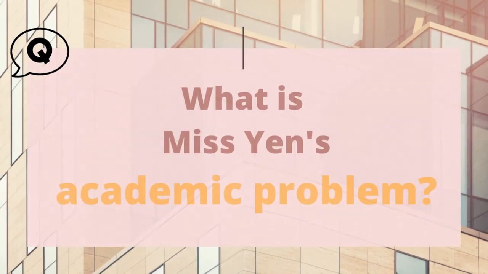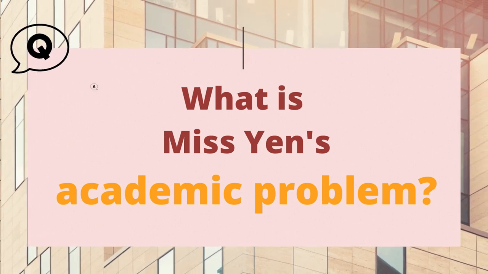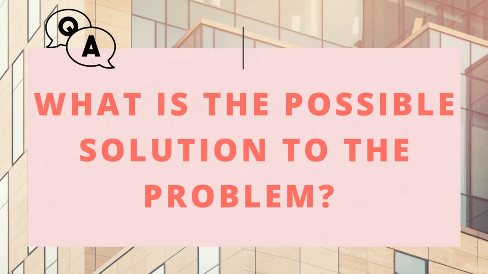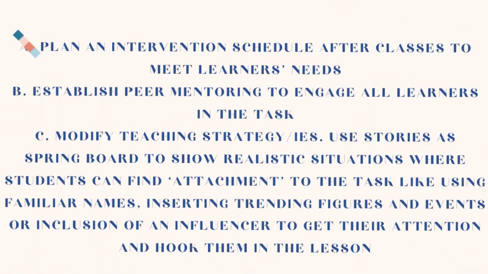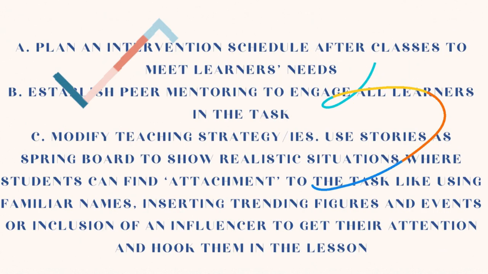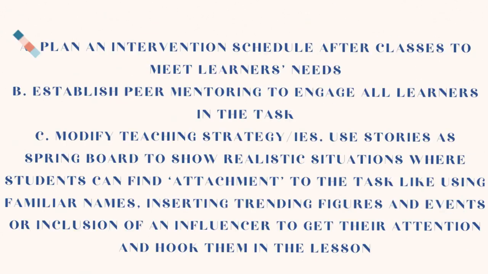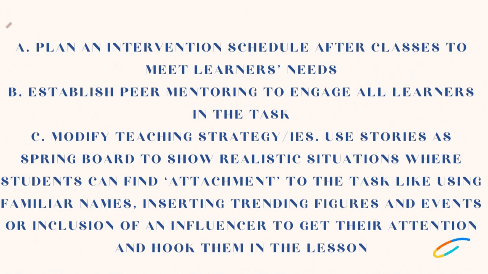What is Ms. Yen's problem? 30 learners cannot comprehend and solve simple equations derived from the laws of logarithm. What are the possible solutions to the problem? A. Plan an intervention schedule after classes to meet learners' needs. B. Establish peer mentoring to engage all learners in the task. C. Modify teaching strategy, use stories as springboard to show realistic situations where students can find attachment to the task, like using familiar names, inserting trending figures and events, or inclusion of an influencer to get their attention and hook them in the lesson.